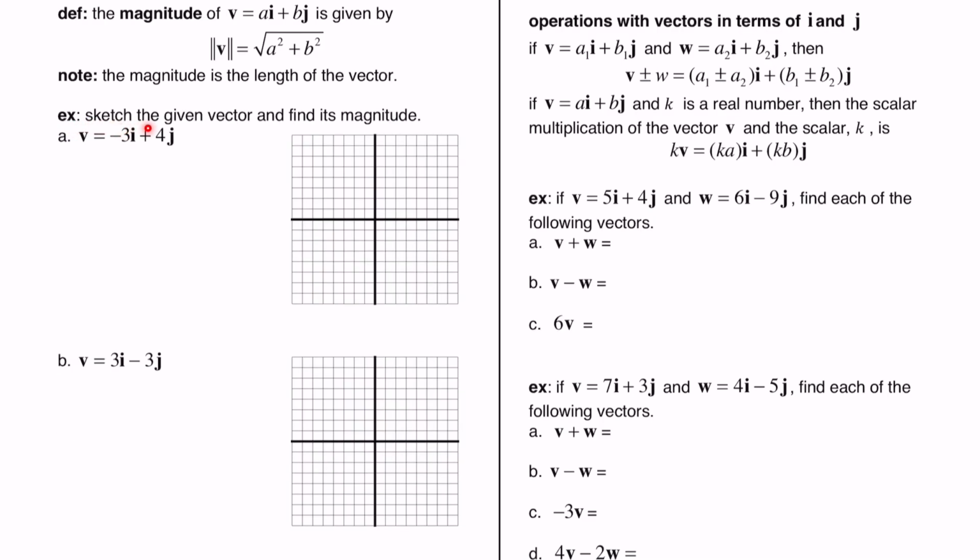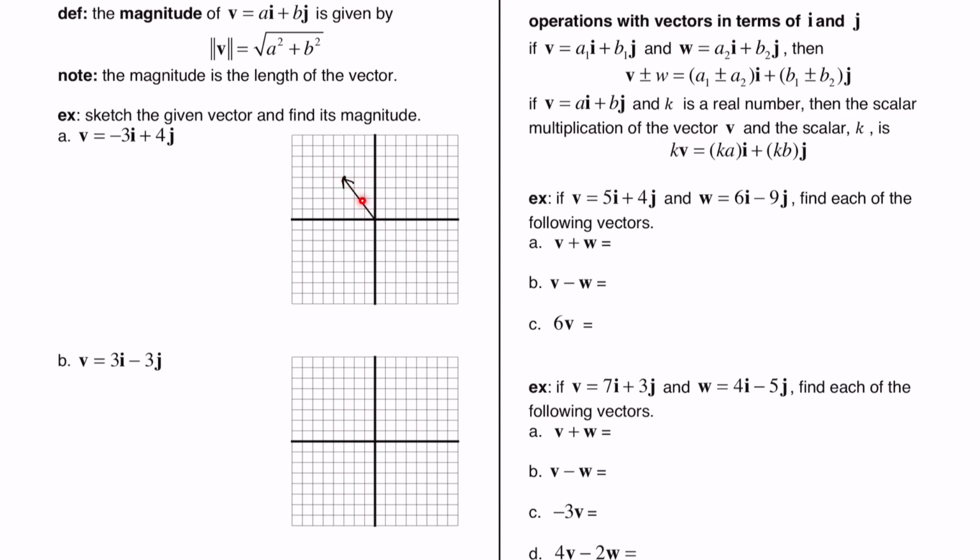This example says sketch the given vector and then find its magnitude. So we have v equals negative 3i plus 4 times j. So the negative 3 tells us to move 3 to the left. So we're going to go 1, 2, 3, and then the positive 4 means we're going to move up 1, 2, 3, 4. So you're going to plot that point, and then we're going to draw a ray from the origin to that point. And so there's our vector, negative 3i plus 4j.